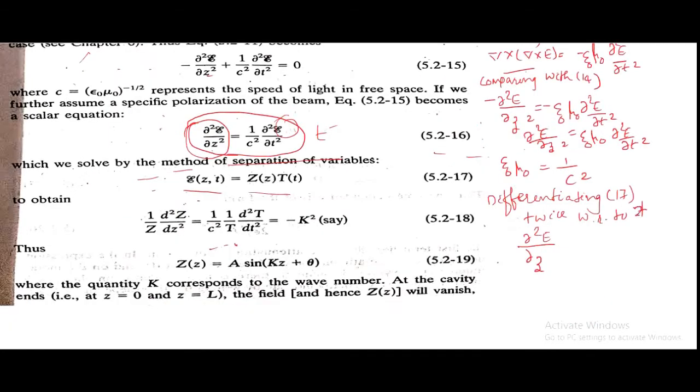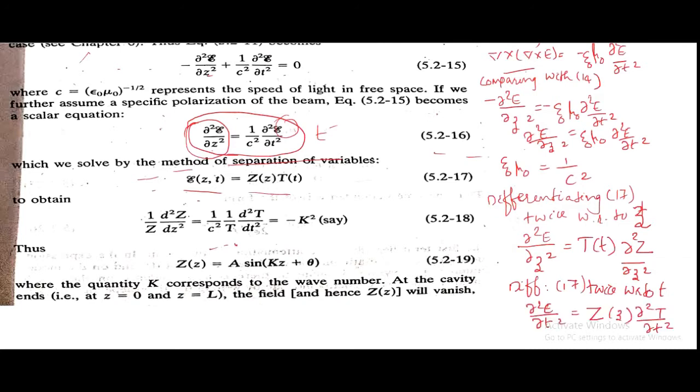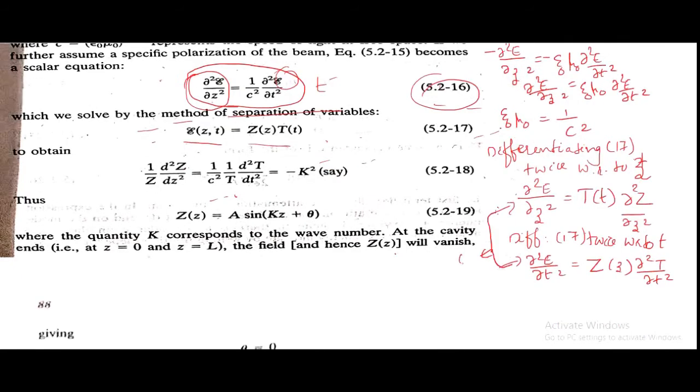Differentiating equation 17 with respect to z twice, ∂²E/∂z² = T(t) ∂²Z/∂z². Again, differentiating equation 17 twice with respect to t gives ∂²E/∂t² = Z(z) ∂²T/∂t². Substituting these values in equation 16 gives T ∂²Z/∂z² = (1/c²) Z ∂²T/∂t².